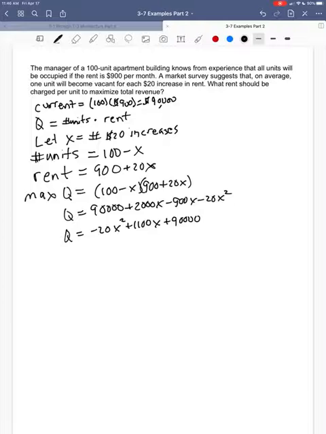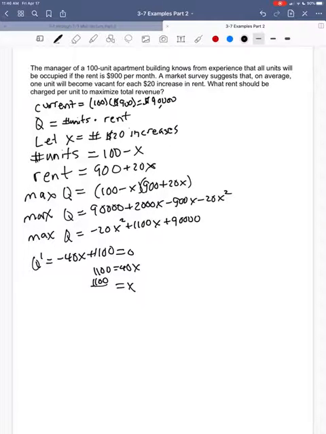Okay, so now if I'm trying to maximize that, to maximize a quantity, I want to look for its critical numbers. So I want to look where this derivative is either equal to 0 or undefined. So if I take Q prime, that's going to be negative 40X plus 1100. And I either set that equal to 0 or make it undefined. This is a linear function. It can't be undefined. So I'm just going to get 1100 equals 40X. And so X is going to be 1100 over 40. So that would be 27.5. Now don't worry about it being a decimal. We'll see what that means later.